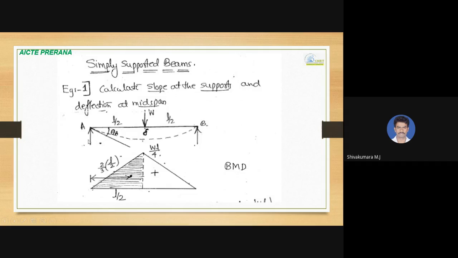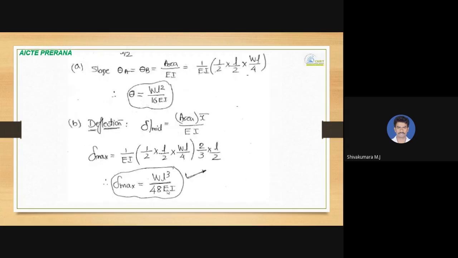We take the moment of this W by 2 about this point: W by 2 into L by 2, so WL by 4 is the bending moment at this point. So linearly we need to join, as there is no load in between these two. So this is the bending moment diagram. The beam is subjected to sagging bending moment, and we know from theorem 1 that theta A equals theta B, both are the same over here because the point load is acting exactly at the center.